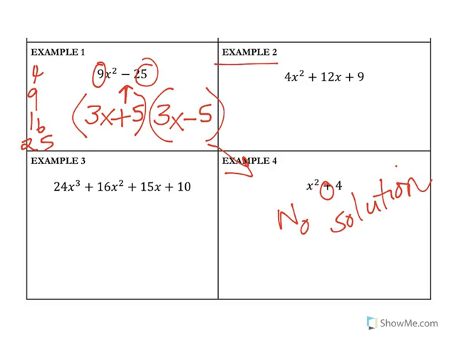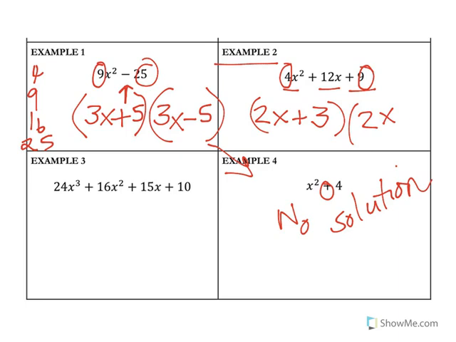Let's look at example 2. I see that I have a trinomial, okay? And I see that 4 is a perfect square and 9 is a perfect square, but I'm a little concerned about this 12 in the middle. Well, the good news is you don't have to worry about it at all. The 4 is factored into 2. The 9 is going to be here as a 3, and all we need to do is repeat this.